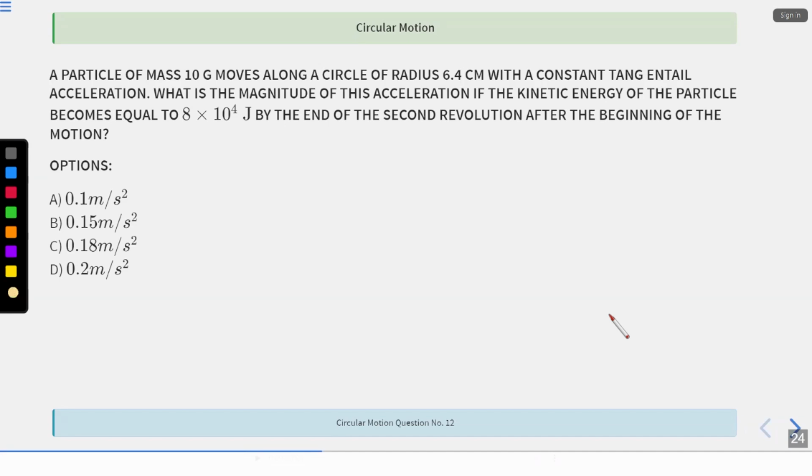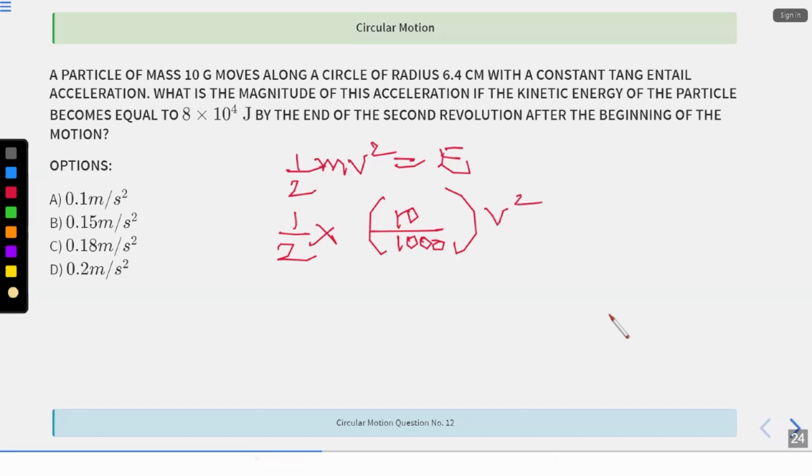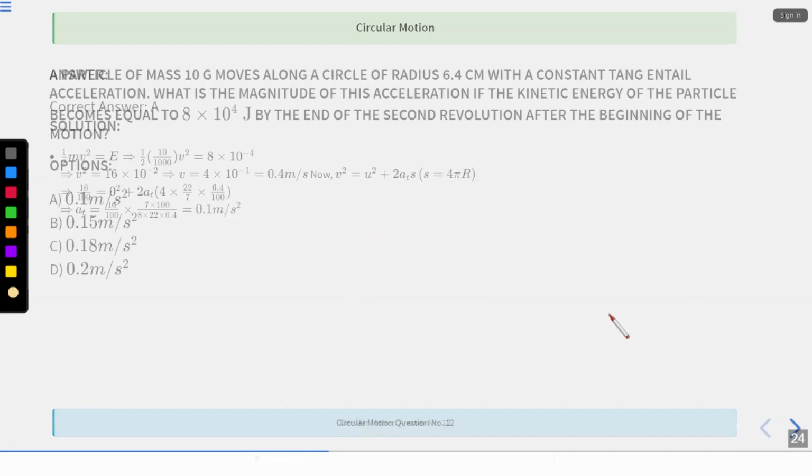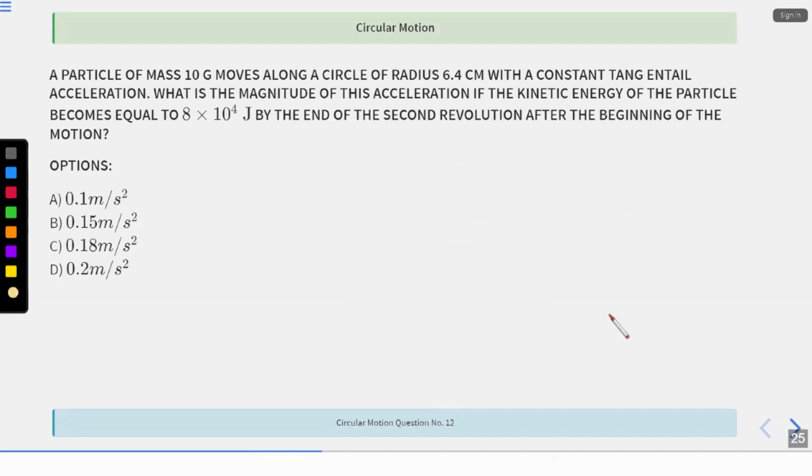So again, we will directly write this as half mv squared is equal to E. Again, substitute the value. Half into mass is 10 by 1000 into v square is equal to 8 into 10 to the power minus 4. So therefore, you'll get v is equal to 4 into 10 to the power minus 1. Similarly, we'll apply Newton's law of motion over here and then calculate the value. And finally, you'll get the tangential acceleration to be 0.1 meter per second square. So that is our option A.